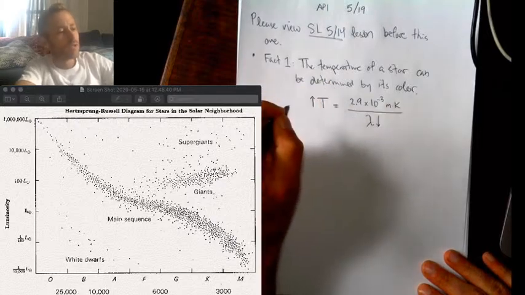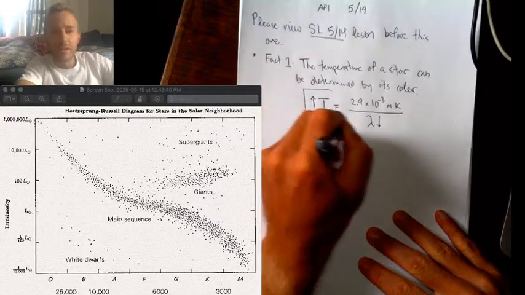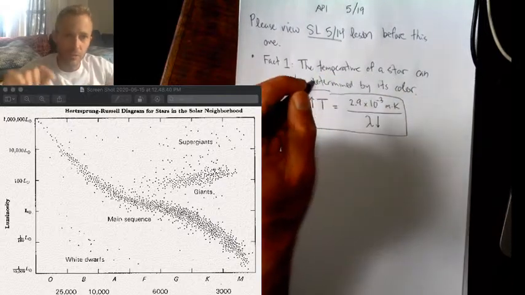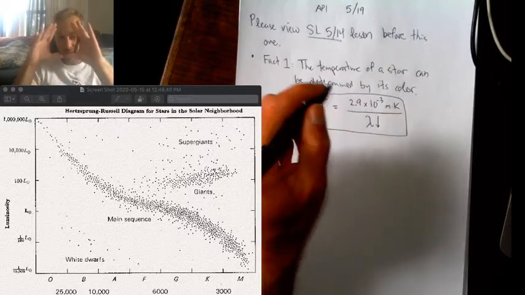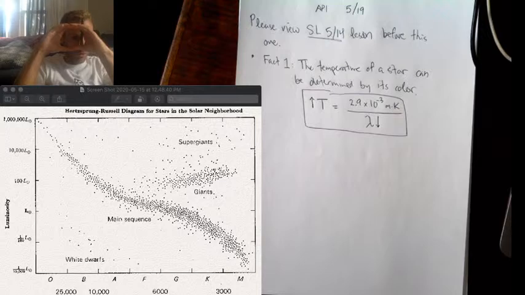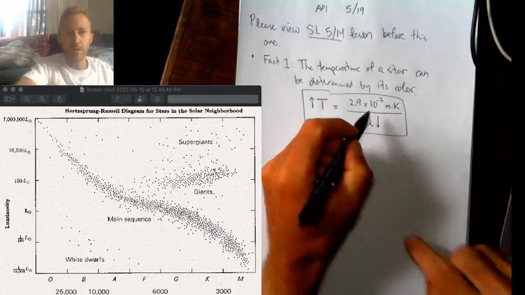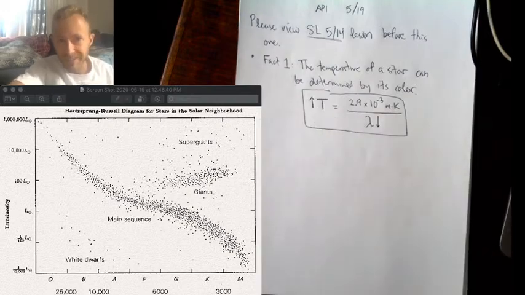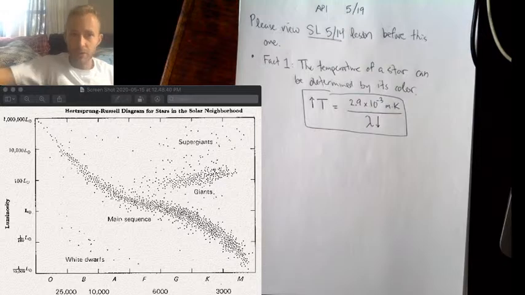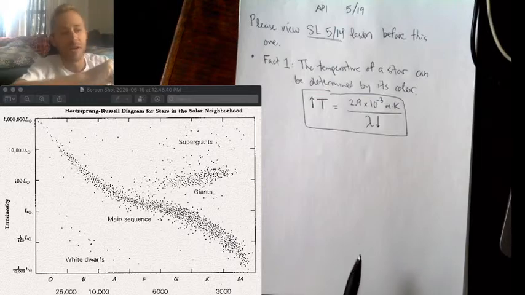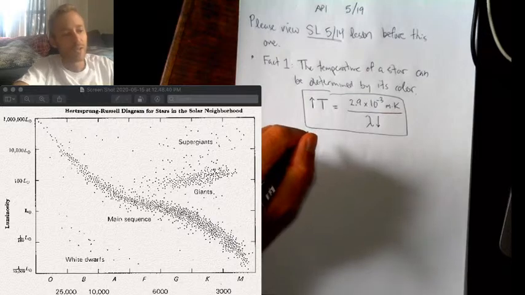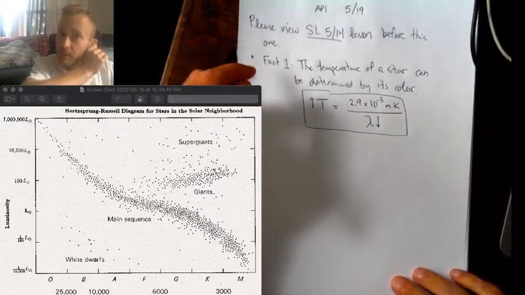So this is an important law because it allows us to take the temperature of a star, no matter how far away it is, because we can look at the star through a telescope, look at what its color is, and then use this formula to get the temperature. It doesn't matter how far away the star is, because if a star is red up close, it's going to be red far away. If a star is blue up close, it's going to be blue far away. So no matter how far away the star is, we can tell its temperature using this method.